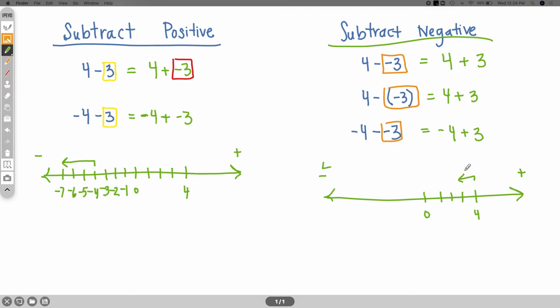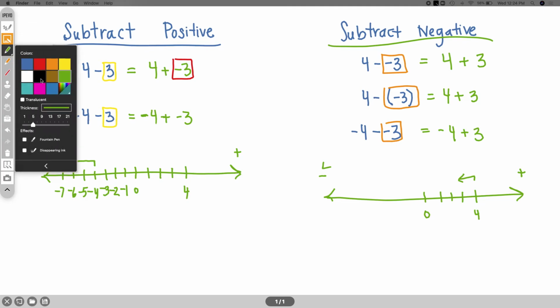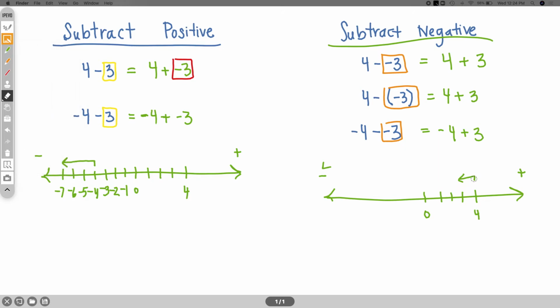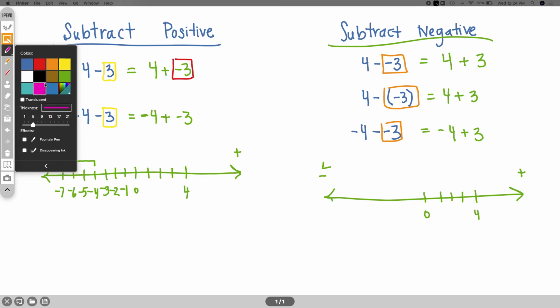But when you subtract a negative 3, positive 3 and negative 3 are opposites. They are the opposite of each other, so you must do the opposite thing, right? What's the opposite of going left? The opposite of going left is going right. So in this case, we go ahead and erase this arrow. We're not going to go left, we're going to go right. I'm going to go 1, 2, 3 in the right direction, and we end up at 7.